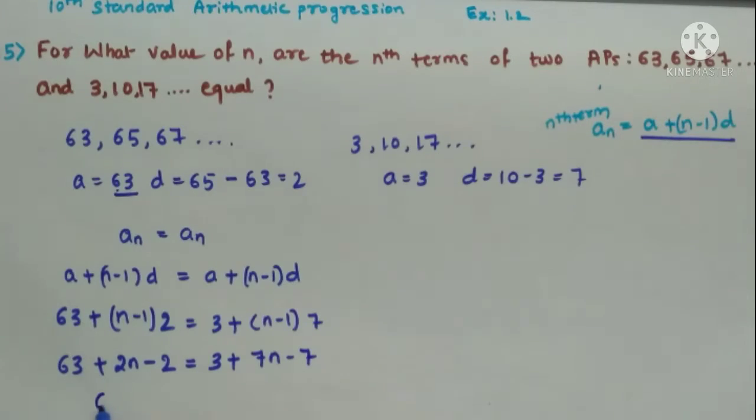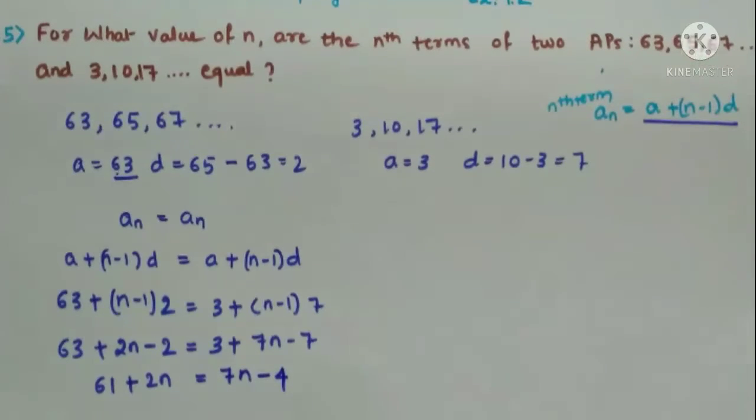63 minus 2 is 61 plus 2n is equal to, here, 3 minus 7. 7n I'll write as it is. 3 minus 7 is minus 4. Now you observe, I will transfer minus 4 to the left side and 2n to the right side, because here 7 is a bigger number. If I transfer 7 to this side, it will become minus. So I don't want a variable in the minus.